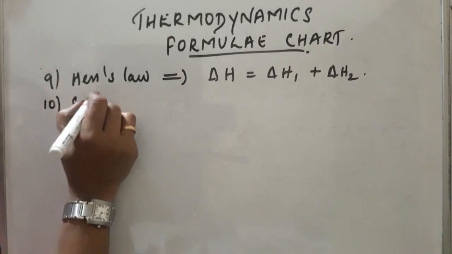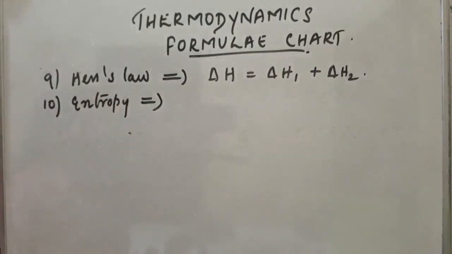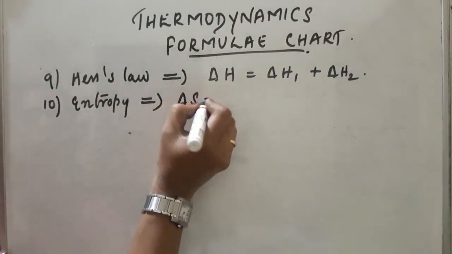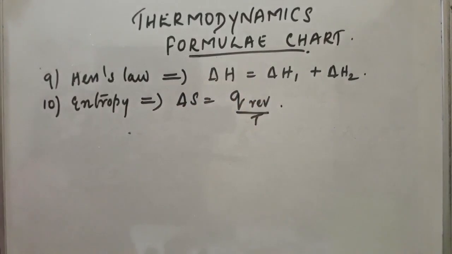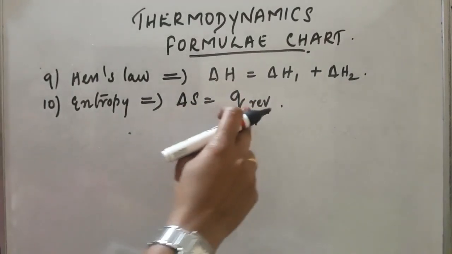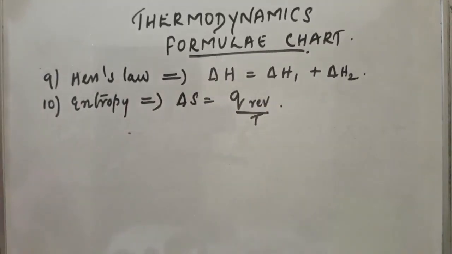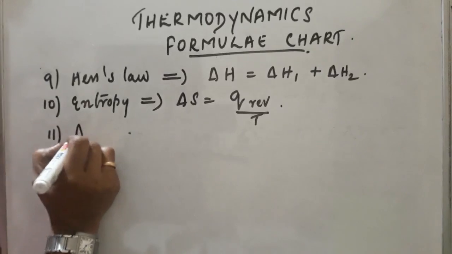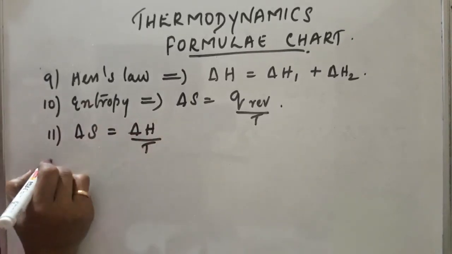Next, entropy. Change in entropy, delta S, will be equal to Q reversible by T. Q reversible means Q, heat change in reversible process, divided by temperature. Also, delta S equals delta H, change in enthalpy, by T.